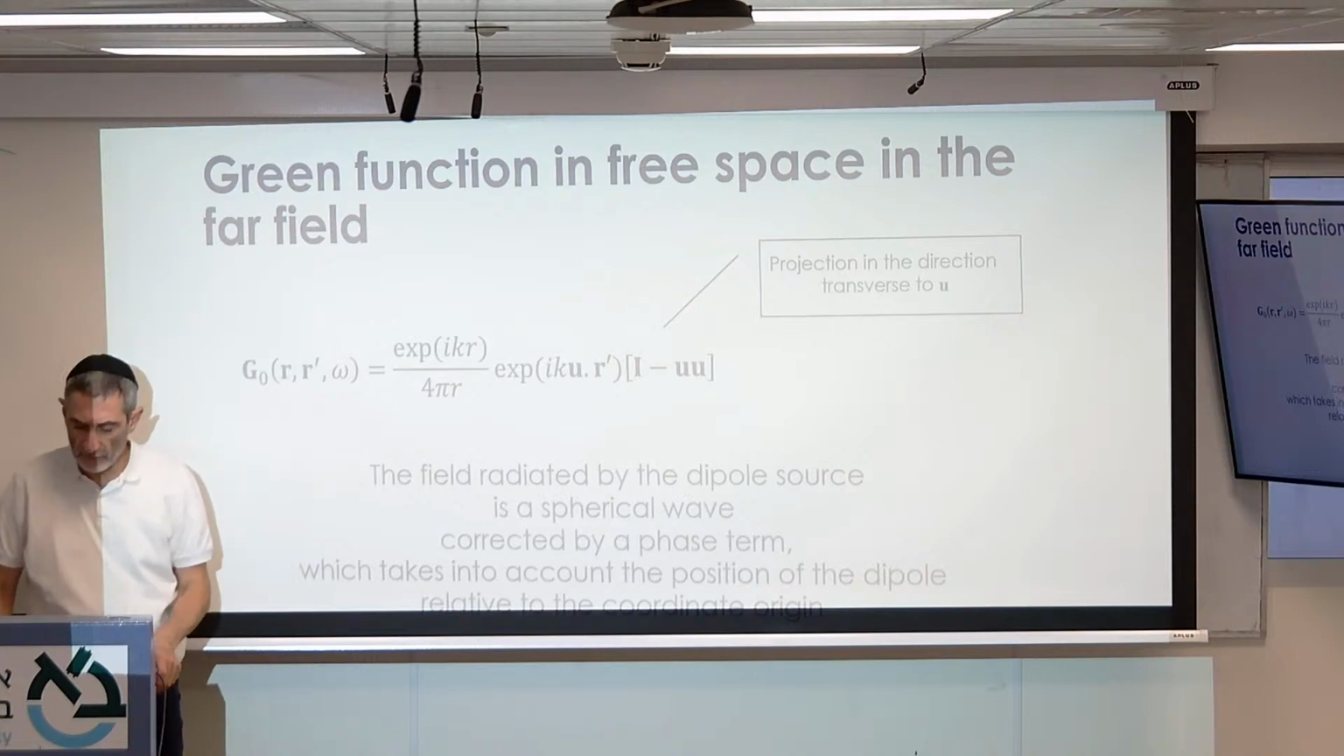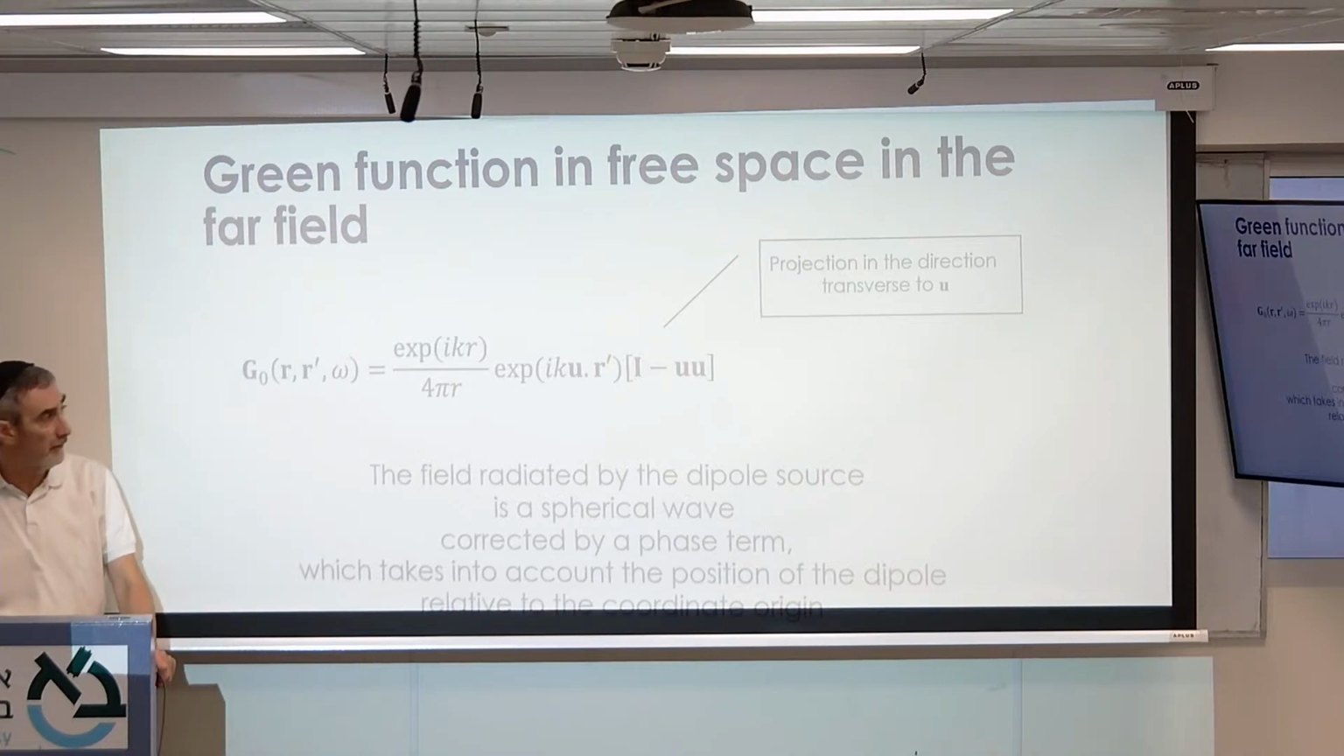So the field radiated by the dipole source is a spherical wave, exponential ikR over 4 pi R, corrected by a phase term, which is this exponential of i k u dot R prime. That's the fact that you have a delay. So that's the phase term, which takes into account the position of the dipole relative to the coordinate origin.